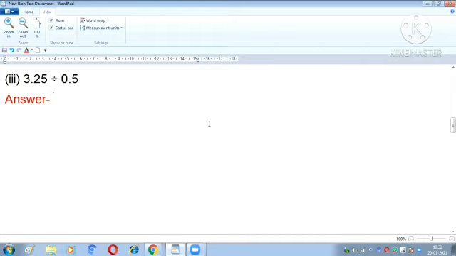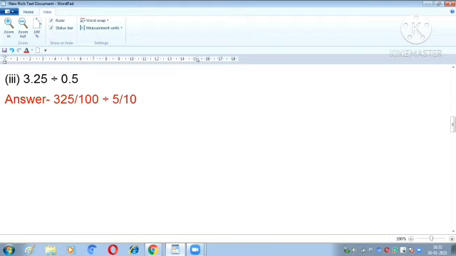So friends, third bit is 3.25 divided by 0.5. So first we'll write 325 upon, here are 2 digits after the decimal point, so we'll write 100. Okay, because 100 has 2 zeros. 325 upon 100 divided by 0.5 will change to 5 upon 10.